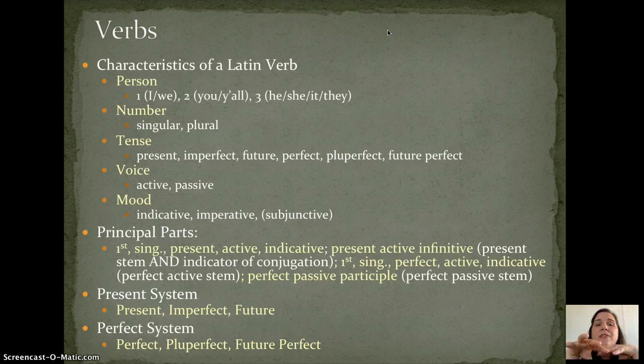When I talk about the various tenses in Latin, I'm going to say the present system and the perfect system. The tenses that make up the present system are the present, imperfect, and future. They are called the present system because they form using the present stem. The perfect system, the perfect, pluperfect, and future perfect, are so called because they form using the perfect stem.